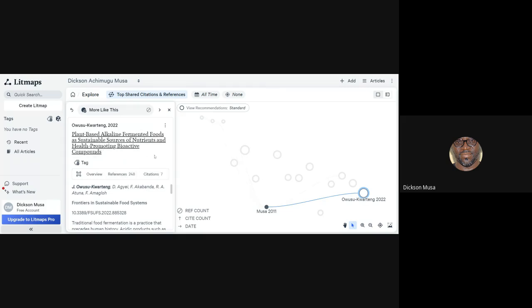If I click on Owusu Kwateng, plant-based alkaline fermented food as sustainable source of nutrient and health promoting bioactive compound. So using this gives us an overview of what the work is about and how to go about it. And with this, we don't need to start searching for work that are related to this paper. Just 2 clicks brings us here.